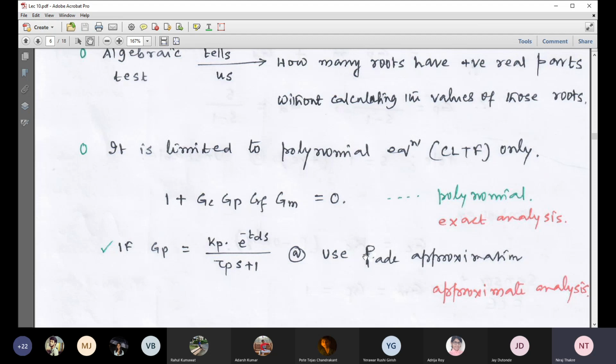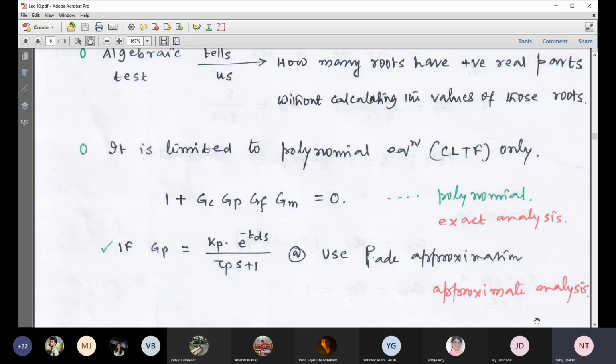So to get the CLTF in the polynomial form, we need to do the approximation. We need to approximate this exponential term. Now how can you do that? We can use Pade approximation. Okay. So in that case, we can have the approximate polynomial.